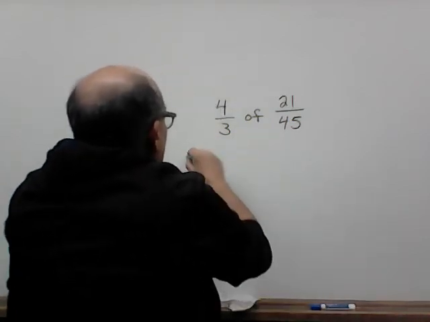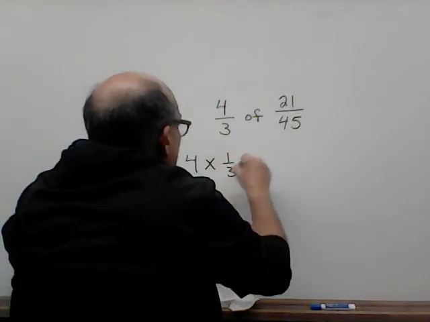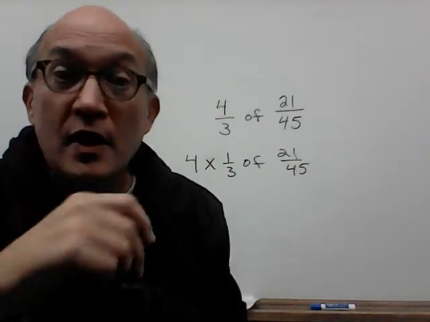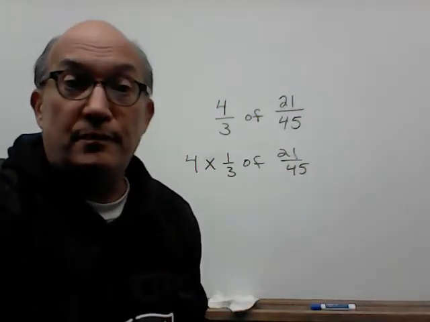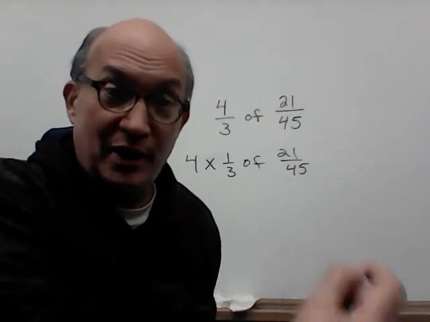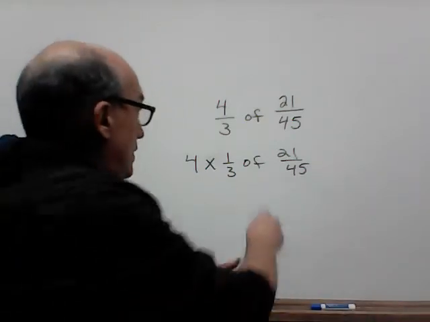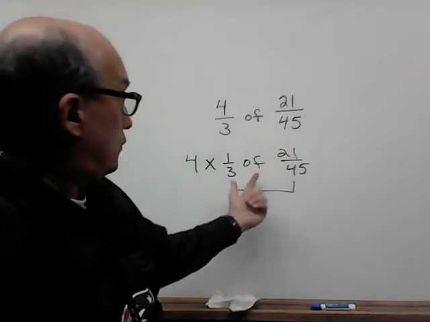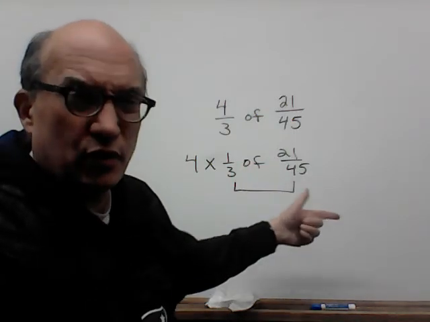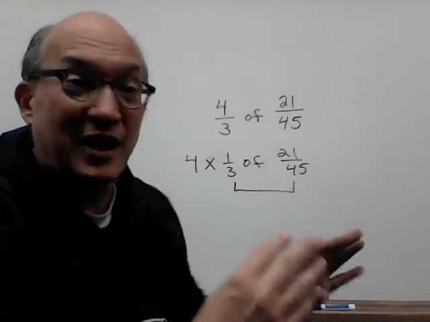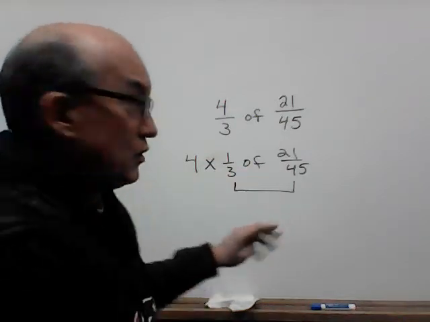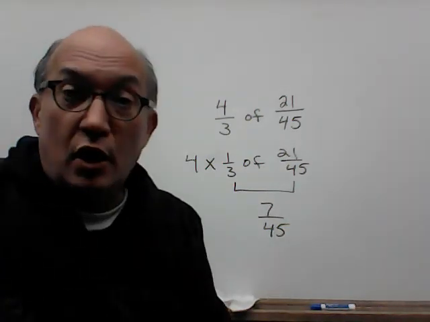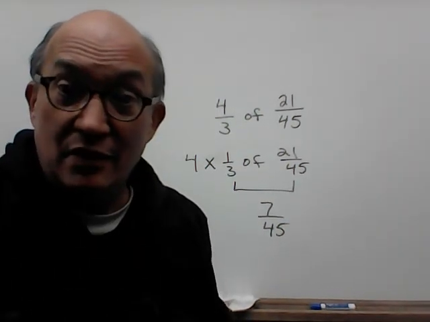So let's think of it this way. 4 times 1/3 of 21/45, right? The 4/3 is 4 times 1/3. 4/3 is 4 times bigger than 1/3. We can ask what 1/3 of 21/45 is first. We can do that part first. This is the associative property of multiplication. We don't have to do the 4 times a third first. We can answer this question first. And of course, 1/3 of 21/45 is 7/45.